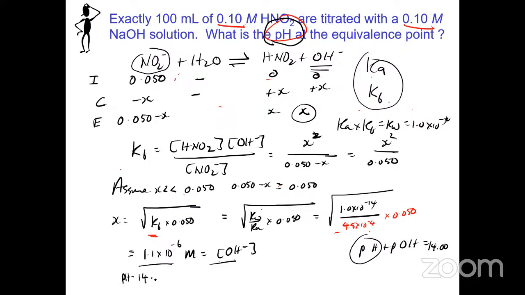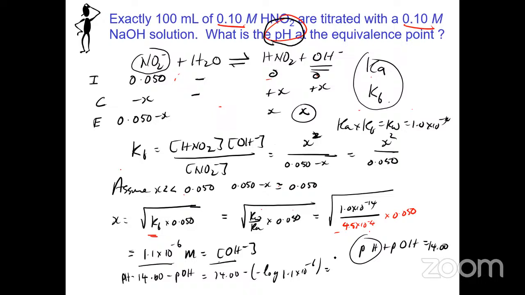pH is equal to 14.00 minus pOH, okay? What next? How do we find the pOH? Exactly. Minus log of 1.1 times 10 to the minus 6. So whatever that gives, that would be the pH. Let's see what that gives.